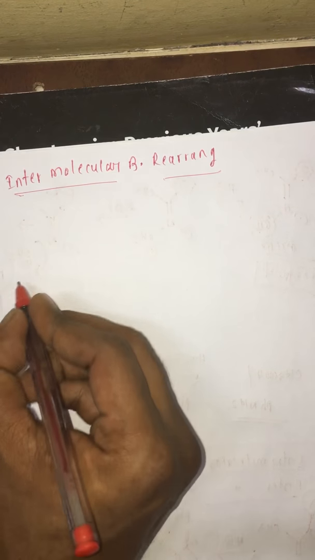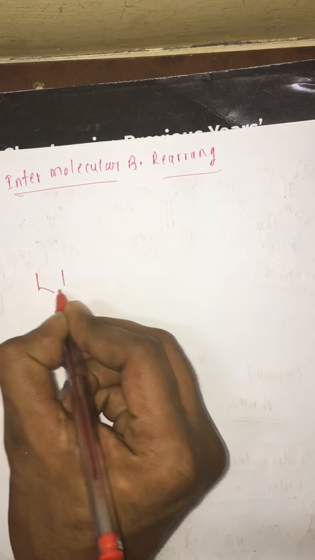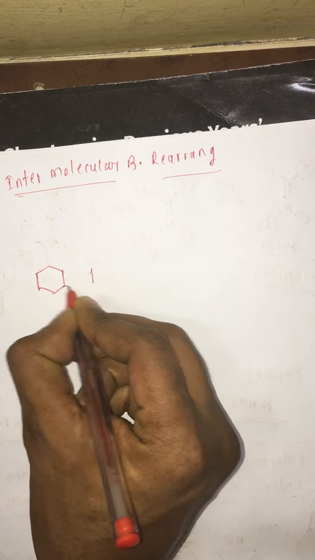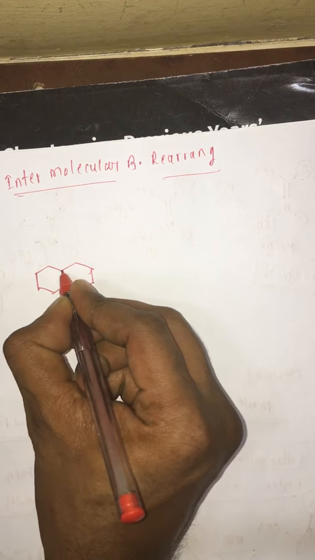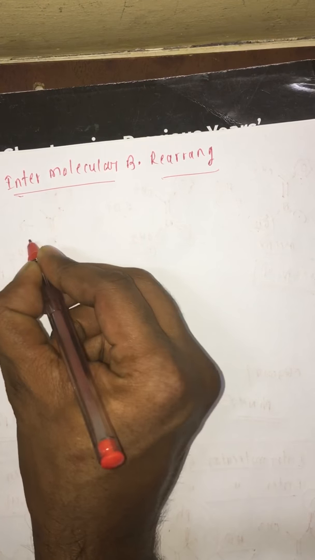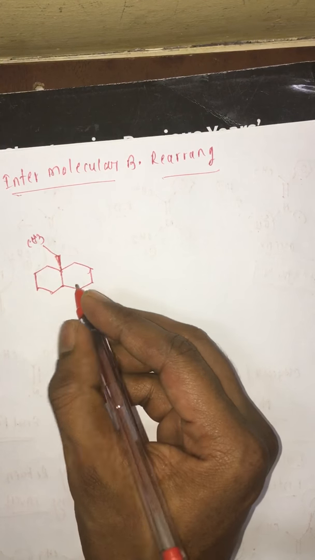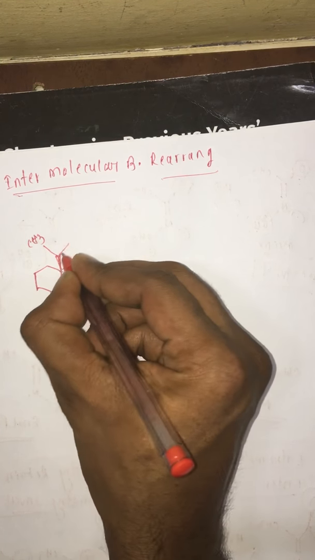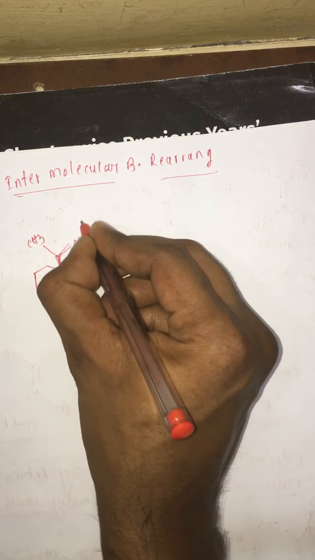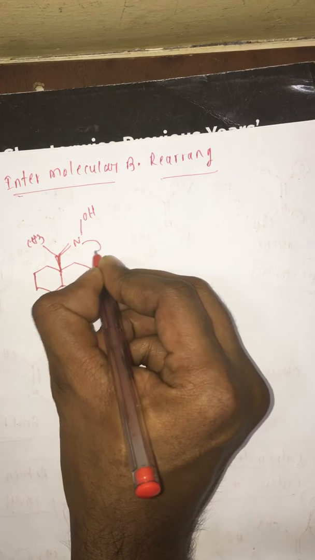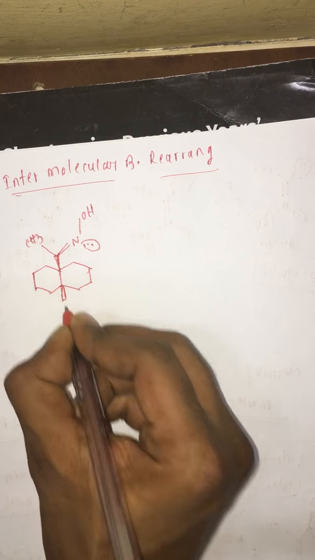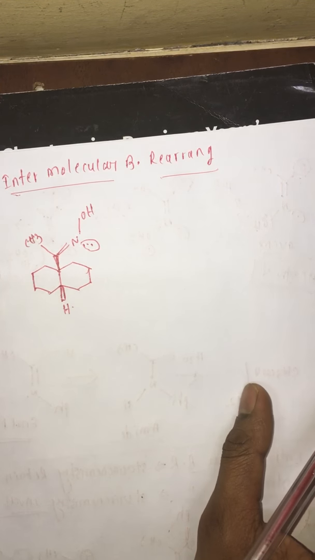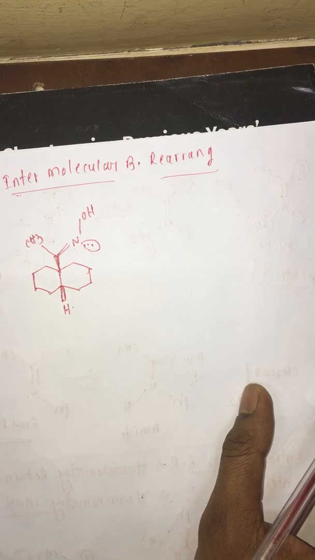Here we have CH3 and double bond N, OH, lone pair here, and H. So this is the starting precursor here.